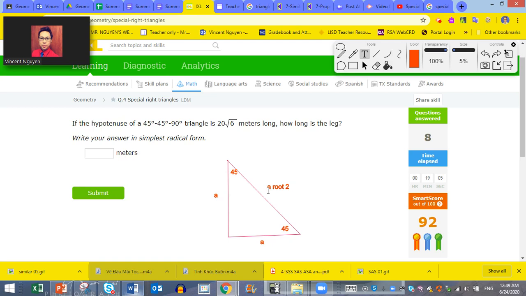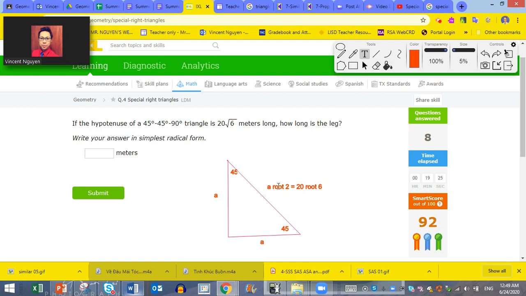If you don't remember the relationship, just have a little cheat sheet in front of you when you do your practice until you get familiar with these. I know them by heart already. Anyway, it says the hypotenuse is 20 root 6. So I'm going to set the equation here: the hypotenuse is equal to 20 root 6.